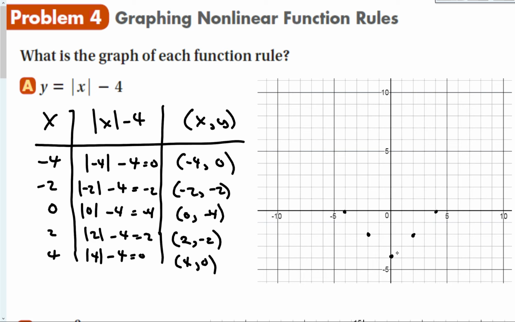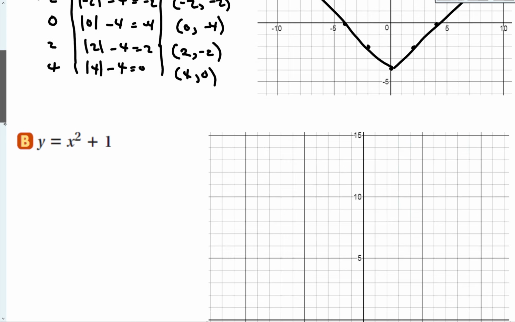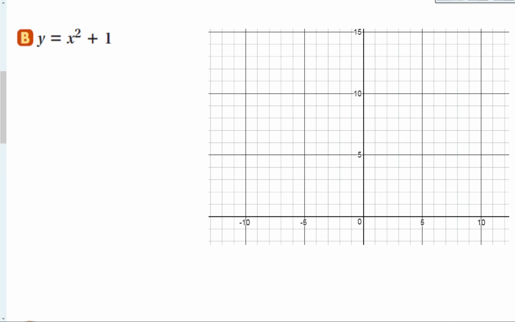So if you look at this graph, I'm definitely going to connect the dots, and you see you get kind of like a V, okay? Which is what absolute value functions look like. They look like V's. Let's do that one more time with something with x squared.